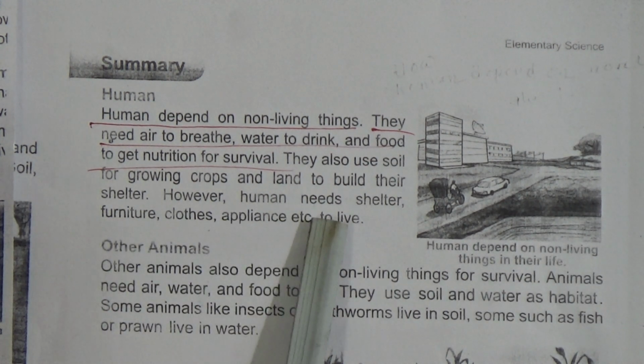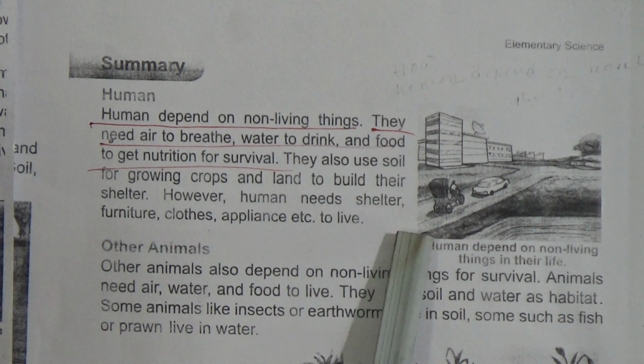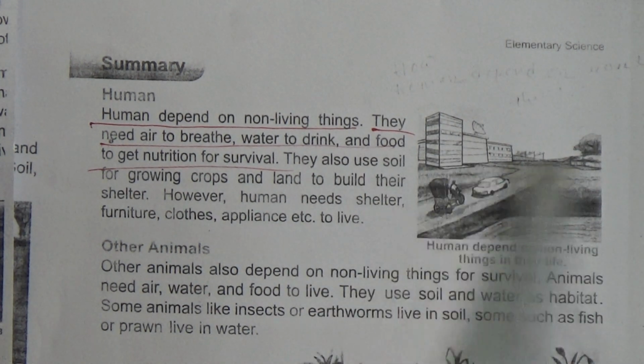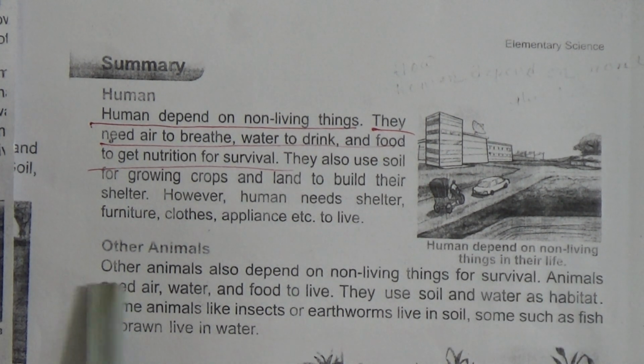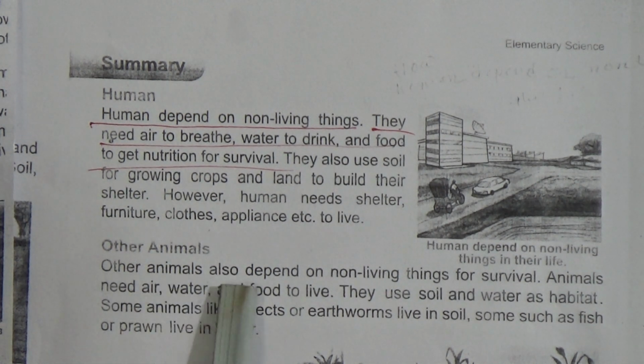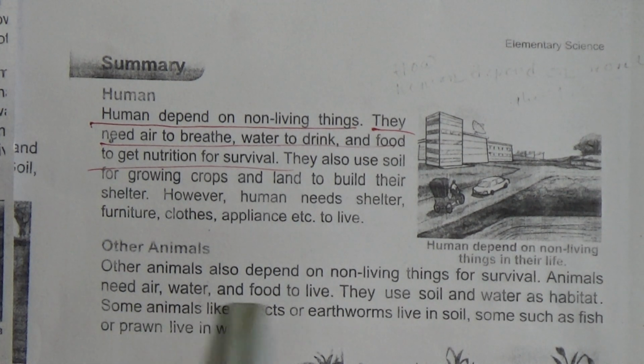However, human needs shelter, furniture, clothes, appliances, etc. to live. My dear students, see that figure. Human depend on non-living things in their life. Now come to other animals. Other animals also depend on non-living things for survival. Animals need air, water and food to live.